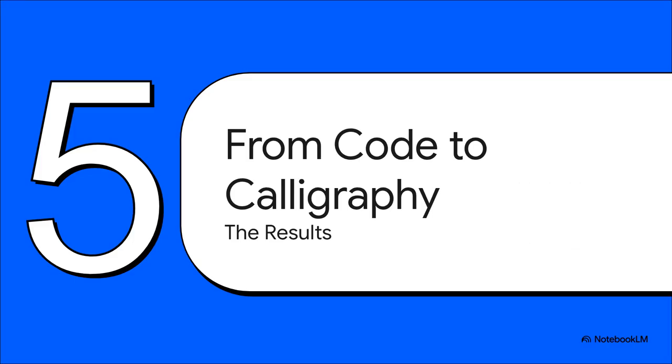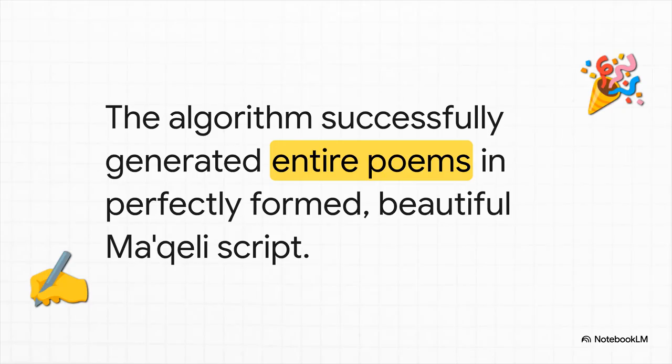After all that trial and error, all the failed attempts and the final breakthrough, what did this new, elegant algorithm actually produce? Let's see how all that code got turned back into art. I mean, the results really do speak for themselves. The algorithm was able to generate entire poems, creating these flowing, accurate, and just beautiful sentences. It followed all the ancient rules of calligraphy perfectly, keeping the baseline consistent and connecting the letters just right.